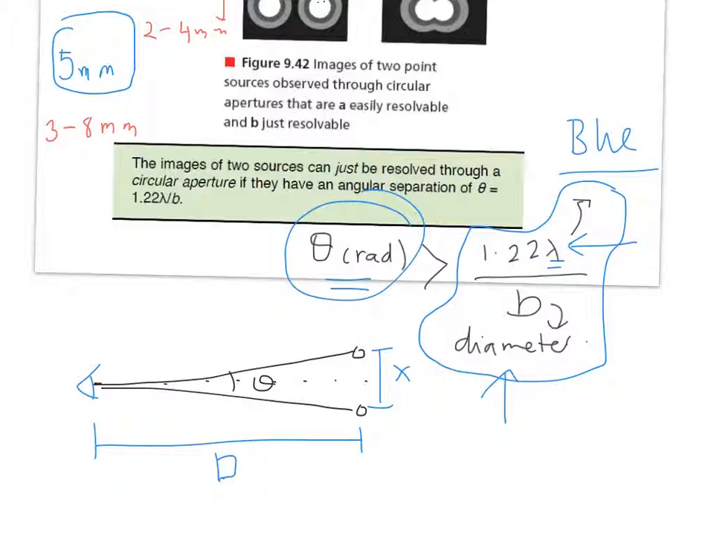So blue light, smaller wavelength, makes resolution happen at a smaller angle, and also making the pupil of your eye, making the diameter bigger. By making D bigger, you can bring this down and again increase that resolution at a lower angle.